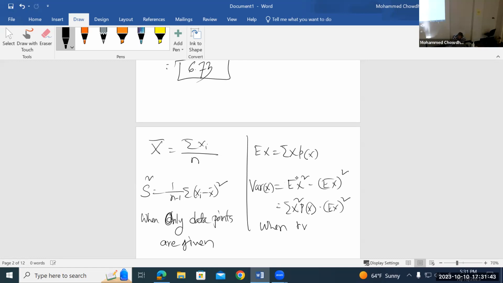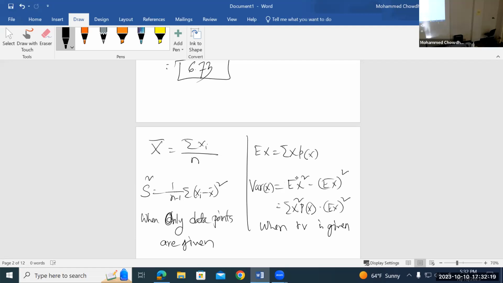Now, when a random variable is given, or data is given in the format of a random variable, that means values of the random variable and probabilities are given. Okay, so you understand the difference between how to find mean and standard deviation when only data points are given and when a random variable is given. Random variable means the variable's value together with the associated probability must be given.